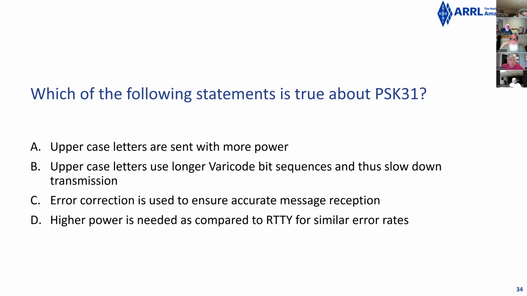Which of the following statements is true about PSK31? Uppercase letters are sent with higher power. Uppercase letters use longer bit sequences and thus slow down transmission. Error correction is used to ensure accurate message reception, or higher power is needed compared to RTTY for similar error rates. B. Yeah, B, everybody agrees it's B. PSK31 actually works fine at lower power levels than RTTY. And error correction is not there when you're using plain PSK31, one with a single tone carrier.